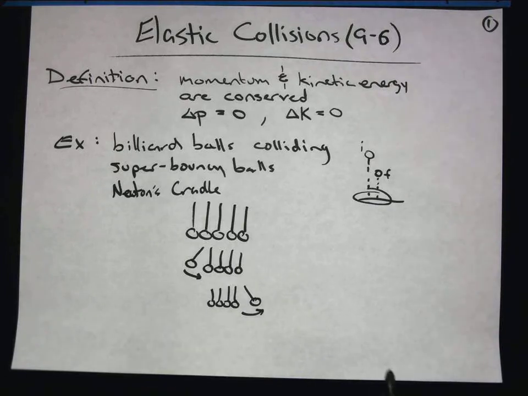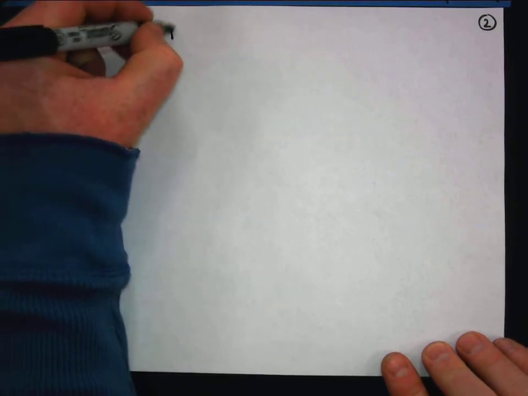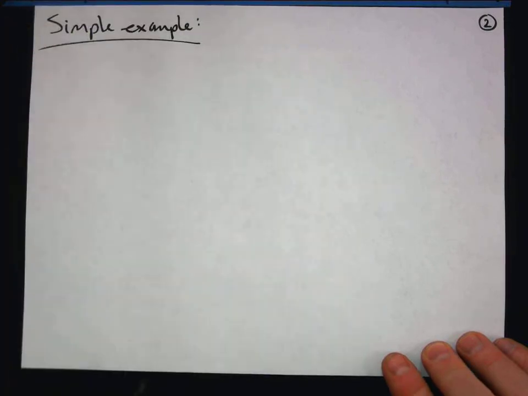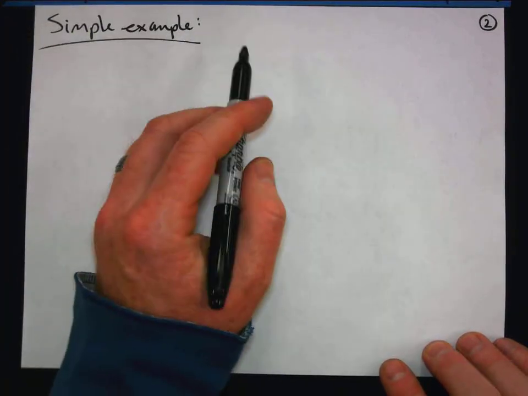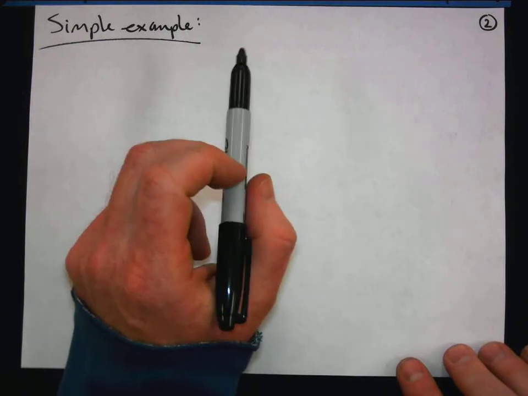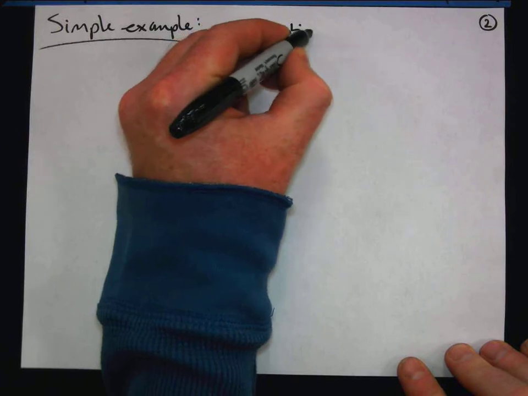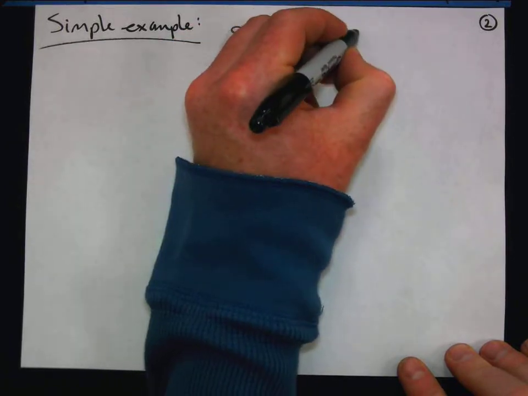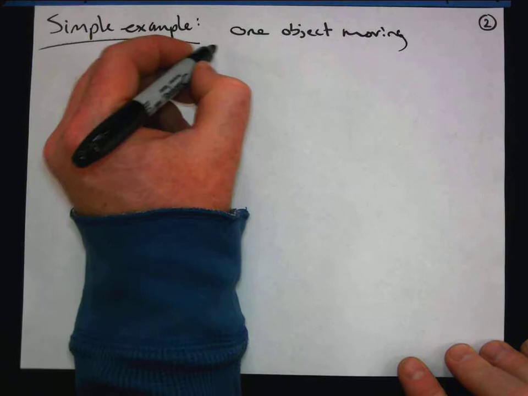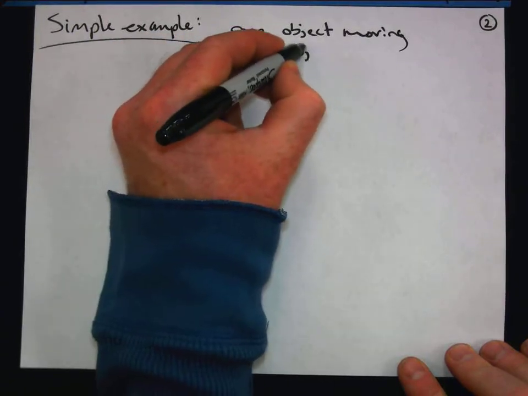Now, I want to look at a rather straightforward example of an elastic collision, and I'll call it a simple example. So in this example, I'm going to have one object moving, and it's going to bump into another object which is stationary. So the initial conditions: one object moving, and one object stationary.